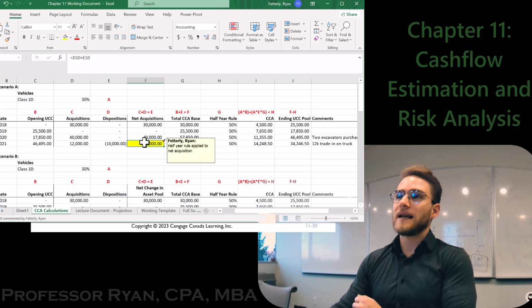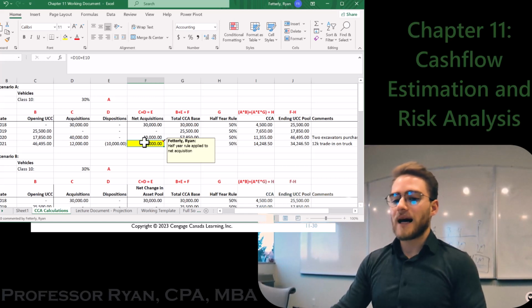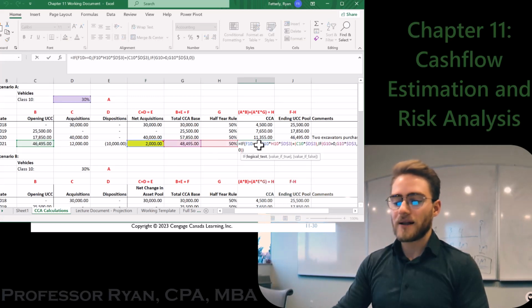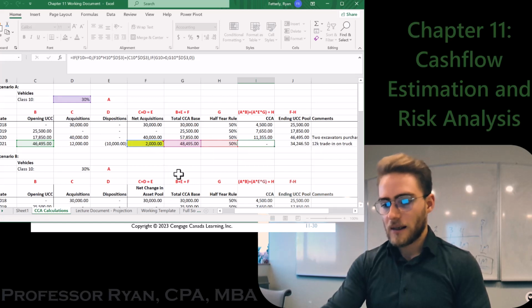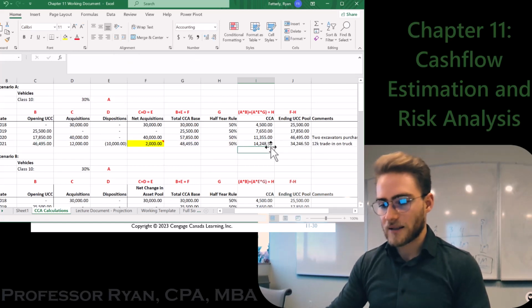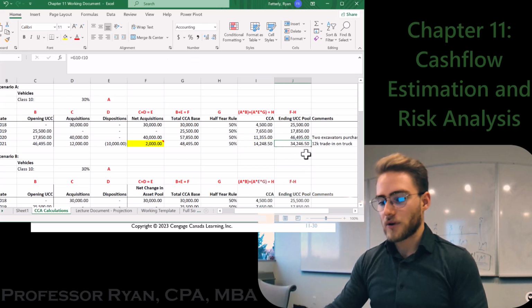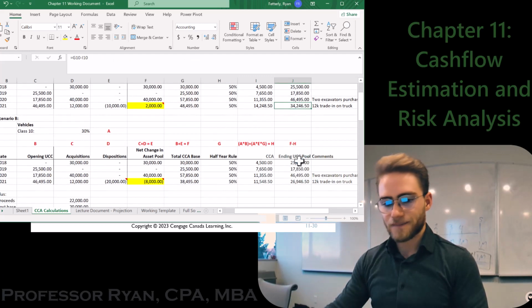And in this case, what ends up happening is I apply the 15% to this amount, and I apply the full 30% to this amount. And that's what we end up doing here, the full 30% multiplied over here, and then the 15% multiplied by the 2,000 here. And then we get 14,284.50. And this is my CCA for this period. And then my ending UCC pool will be 34,000 in this case.